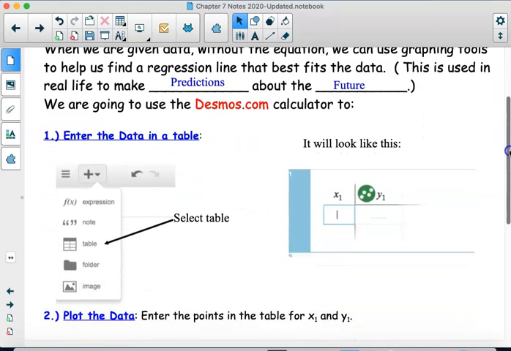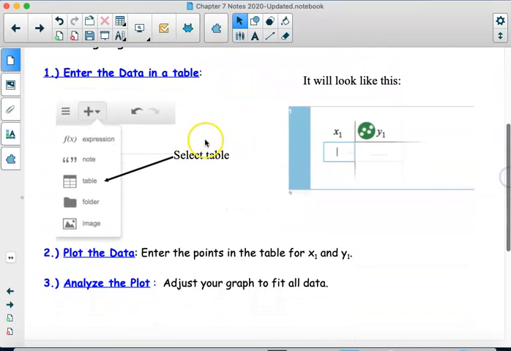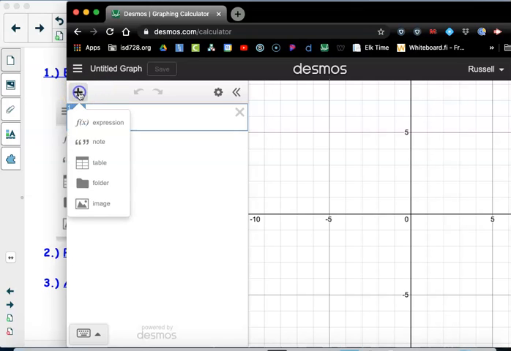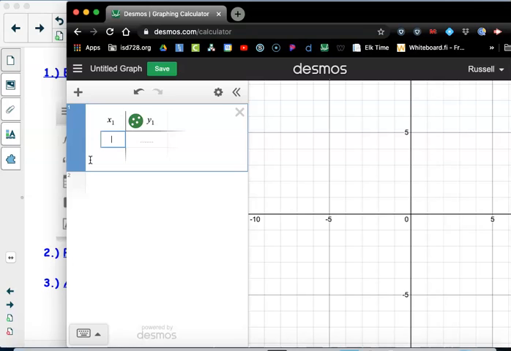Okay, so let's go down to the directions. When we're in the Desmos calculator, you're going to see that little plus sign right there. You're going to hit it, and this pop-up menu is going to pop up, and we're going to want a table. So I'm going to go back to my Desmos. I'm going to hit the plus sign, and I'm going to go to table. Notice the table filled in x1, y1 up on the top. That's why we have that in our equation.